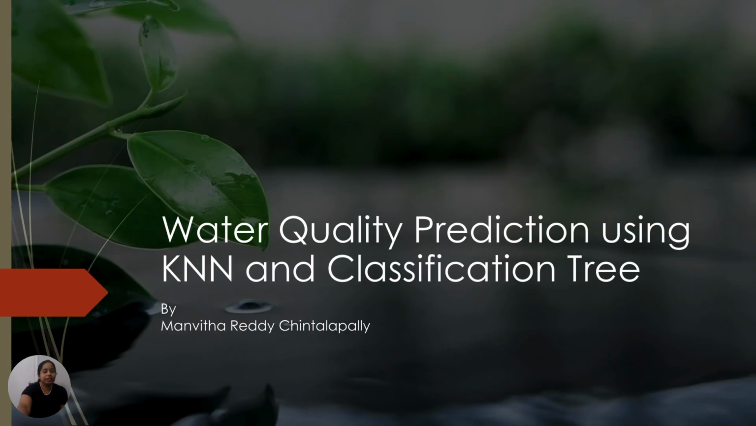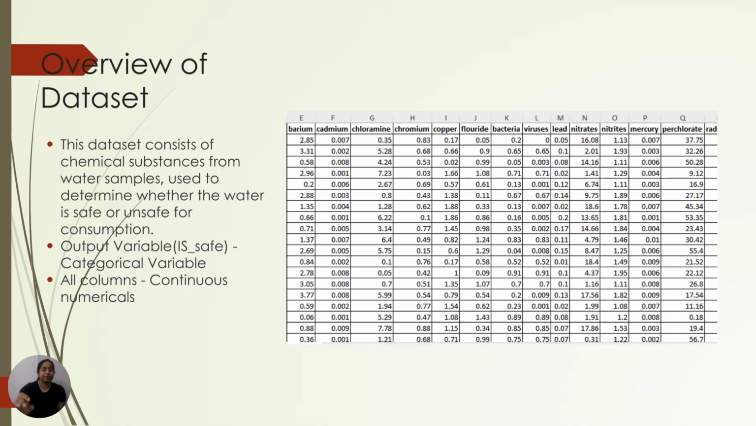So moving on to the data set. This is an overview of the data set, and I obtained it from the Kaggle website. This data set consists of the chemical substances from the water sample, which helps us predict whether the water is safe or unsafe. And this is a simple data set.